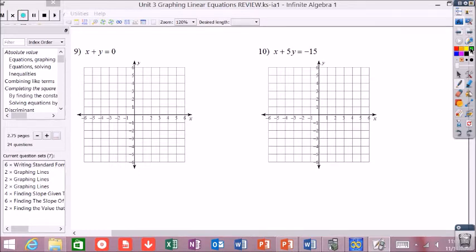So what you need to do, or what the best way to work these problems, is to make a table of values. So I'm going to very quickly plug a 1 in for x. That means I can solve this equation for y. So I'll move the 1 over by subtracting it. And 0 minus 1 is negative 1. So when x is 1, y equals negative 1. That's an ordered pair, 1 comma negative 1.